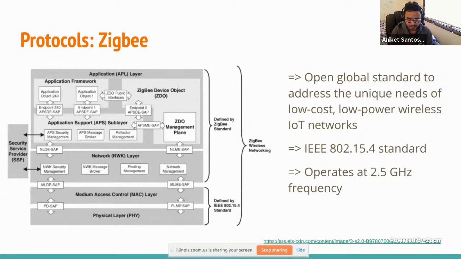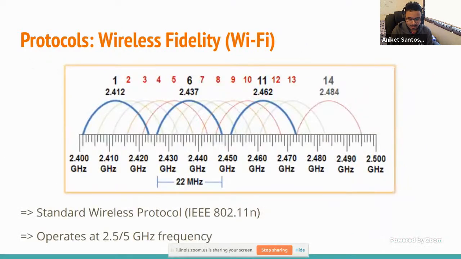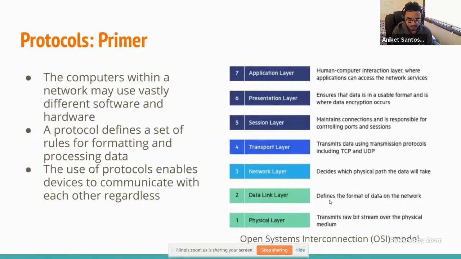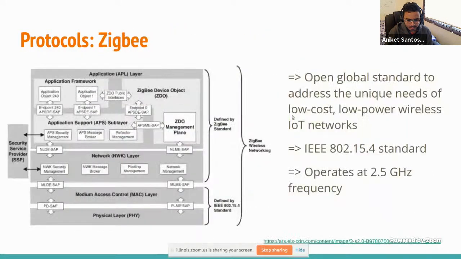And the technical name again is 802.15.4. That's the standard on which it operates. And just going back to this OSI model on which the whole internet is based, we can see that the stack here is similar and sort of shrunk for Zigbee.